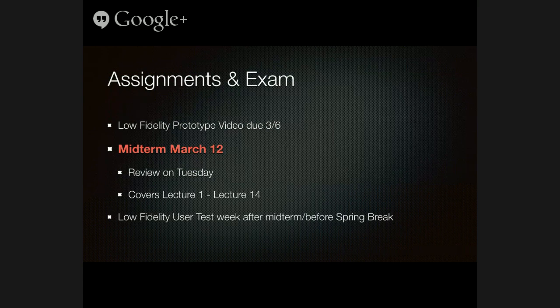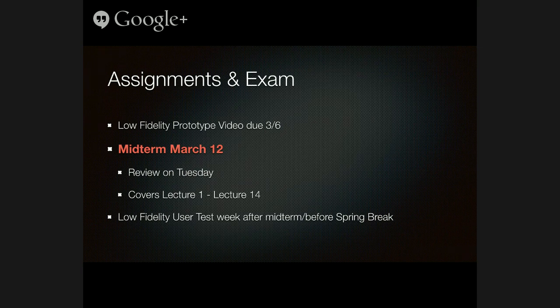Midterm is the 12th, next Thursday. We will have a review session here on Tuesday that the GSIs are going to run. It covers lectures 1 through 14. 14 is this Thursday's lecture. And the way I want you to think of the midterm, for what it's worth, is don't think of it like a midterm. Think of it like a final for this half of the class. Because we don't have a final. And we've covered, as of Thursday's lecture, everything that I consider to be the core material.